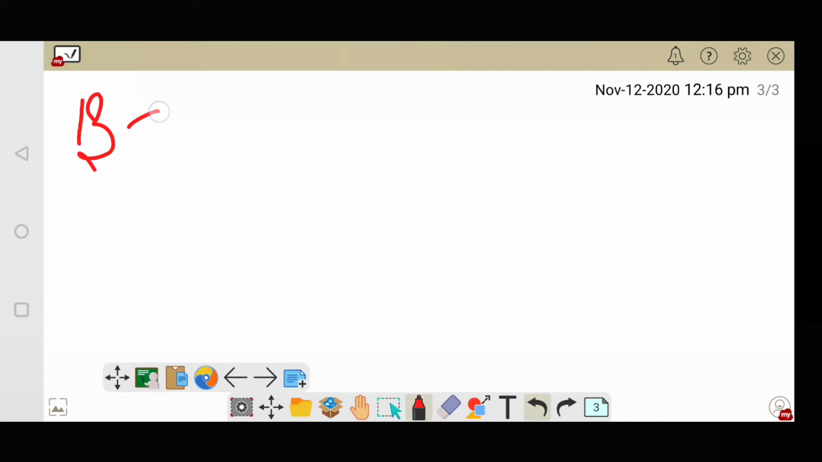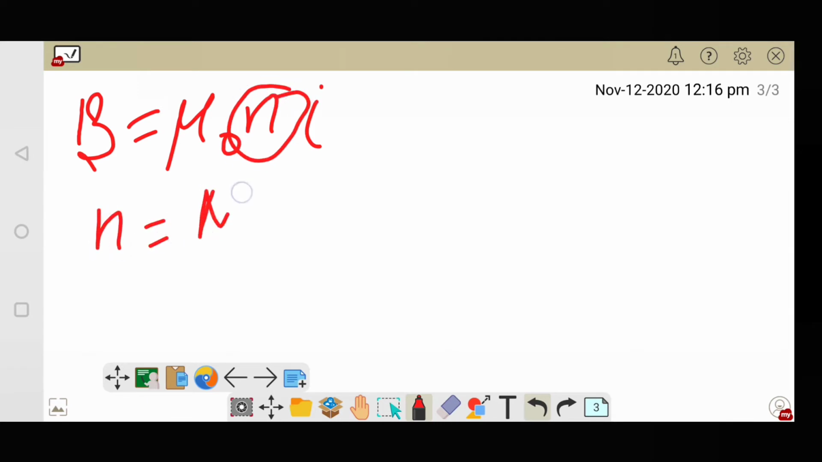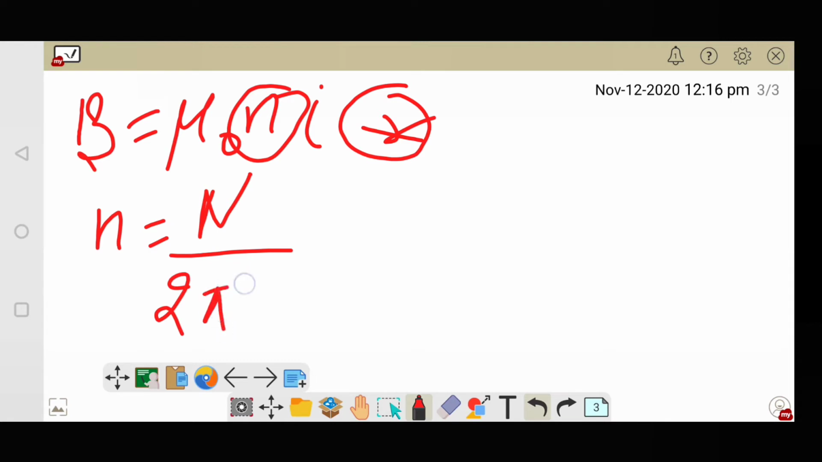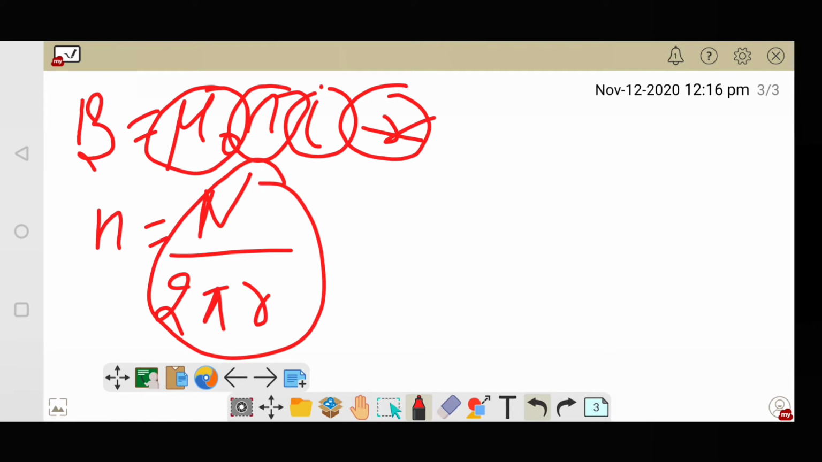magnetic field B is mu naught n I, where I is the current and n is the number of turns per unit length. So n is equal to total number of turns divided by length. Since it is a loop of average radius r, the length will be twice pi r. Mu naught is same for both, current is same for both. This small n is capital N by twice pi r. So that means B is directly proportional to capital N, the total number of turns, and inversely proportional to small r.